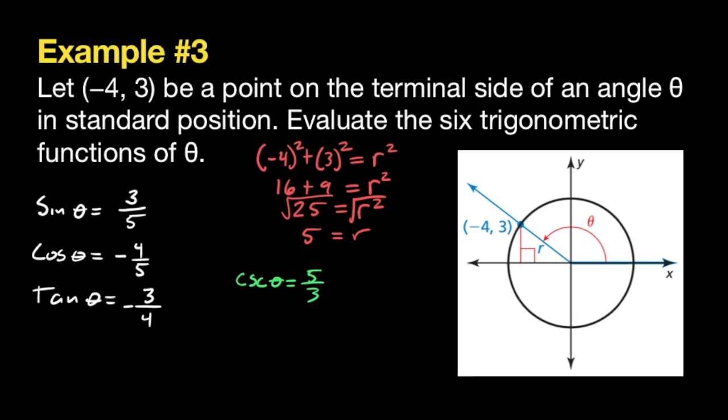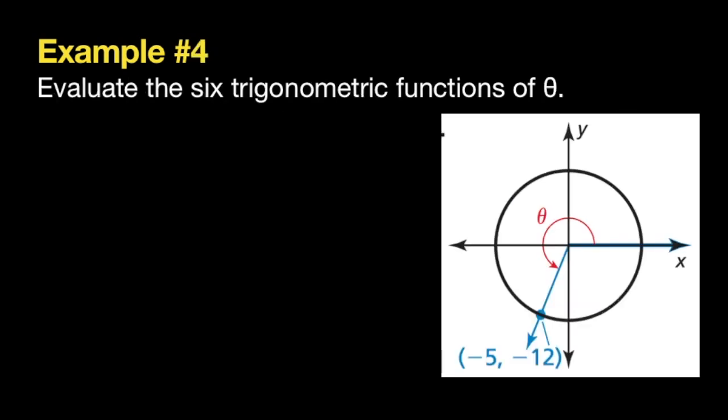For secant theta, we're going to do negative 5 over 4. And for cotangent theta, we're just going to put negative 4 over 3. In this case, we are dealing with something in the third quadrant, and you see that they're both negative.